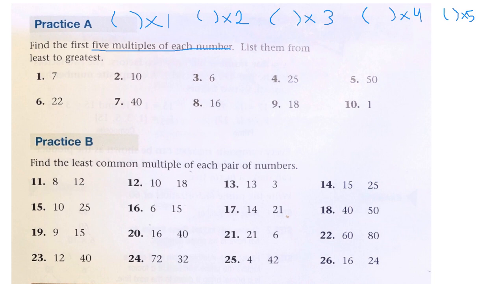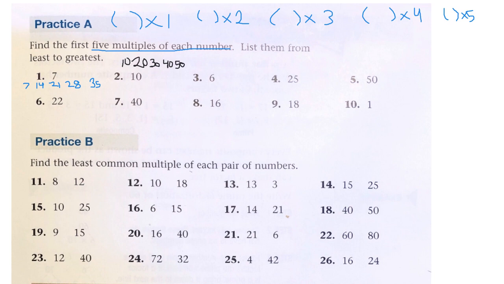And we can write for 7, 1 times 7, 2 times 7, 3 times 7, 4 times 7, and 5 times 7. And for 10, I'll write it on top in a different color. 1 times 10, 2 times 10, 3 times 10, 4 times 10, 5 times 10. So that's how we're doing these.